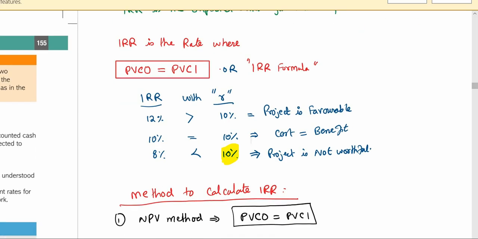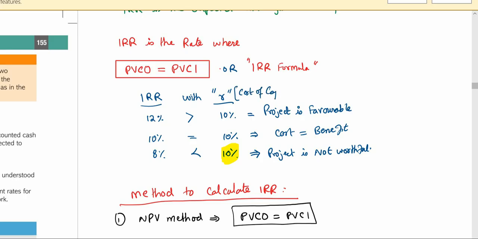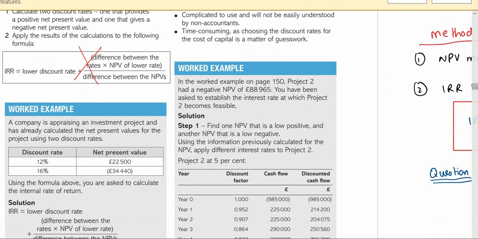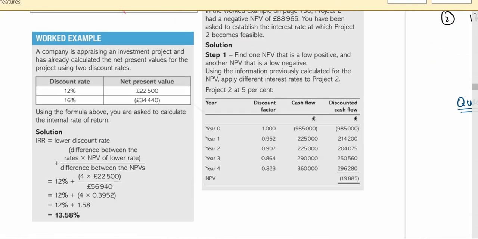When we compare IRR with the market rate of interest, that is called cost of capital. For example, our business is expecting to grow with 12%, but the market is 10%. Obviously we go with the project. So this is the work example.